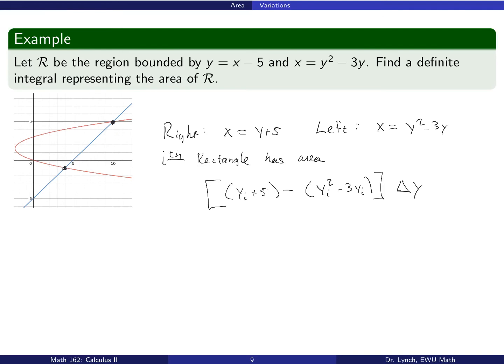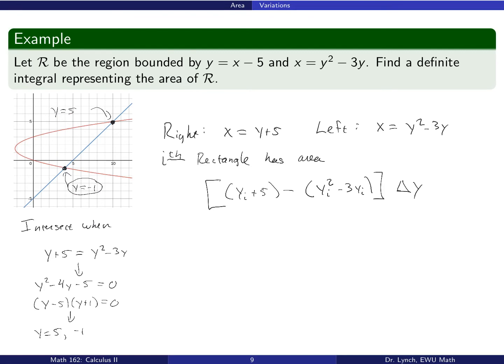We'll be left with a definite integral, but we do need to find those intersections. And of course, the curves intersect where the graphs are equal. So again, setting those functions equal, we can see that they intersect when y is equal to 5 and y is equal to minus 1. So just add up the n areas, let n go to infinity, and we're left with a definite integral.